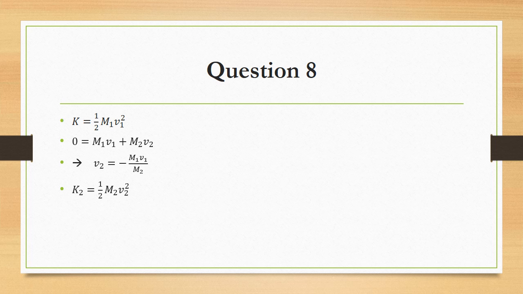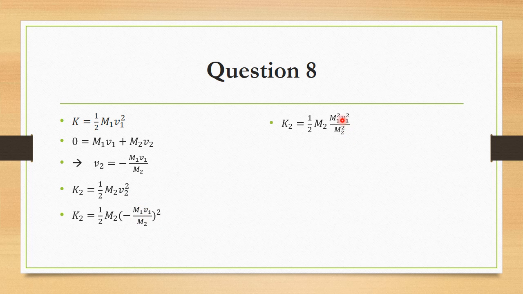I'm going to now find the kinetic energy of the gun. So 1/2 mv squared with the subscripts of 2. I'm going to plug in the expression for the gun's velocity here from this third bullet point. Plug that in for velocity 2, and then square it.